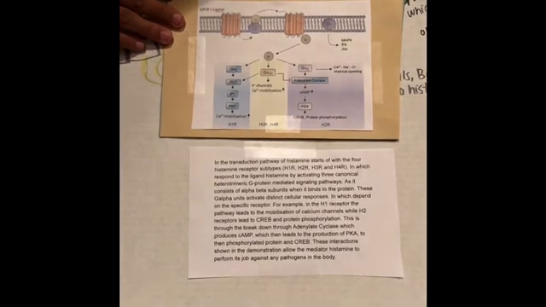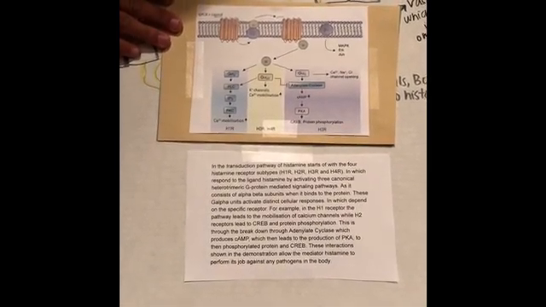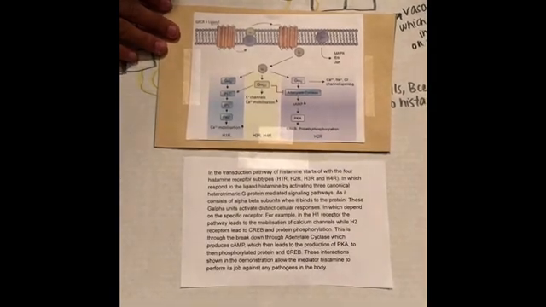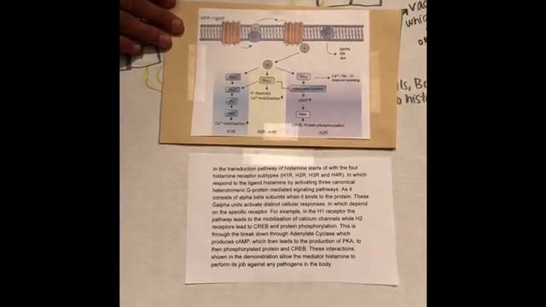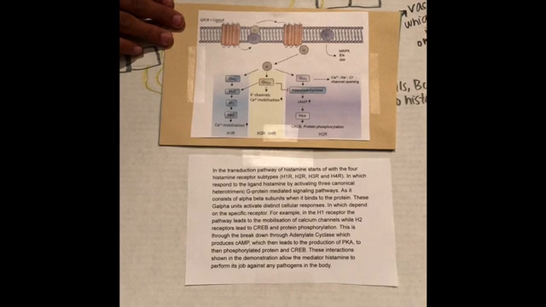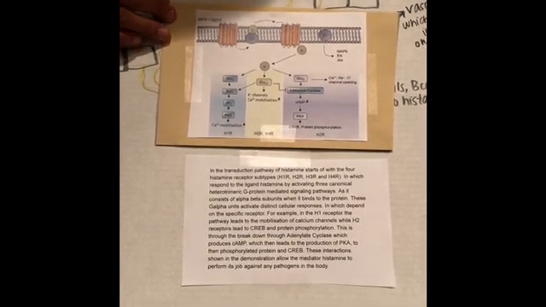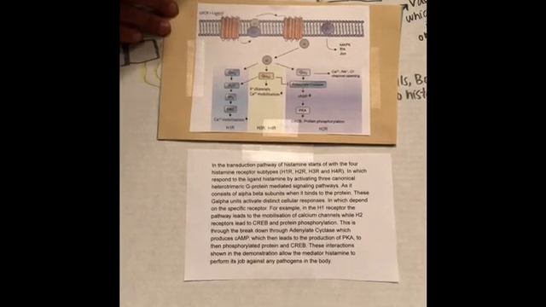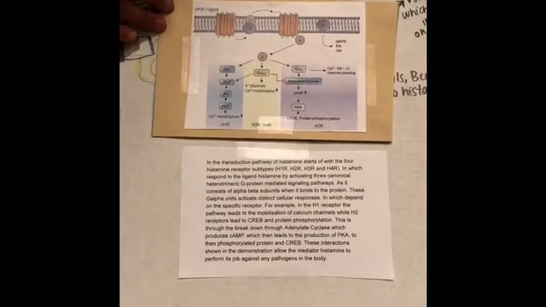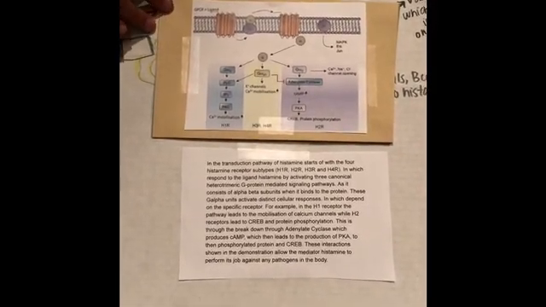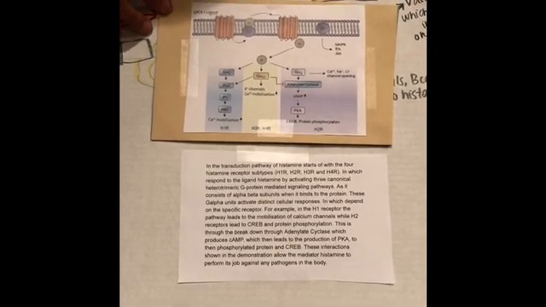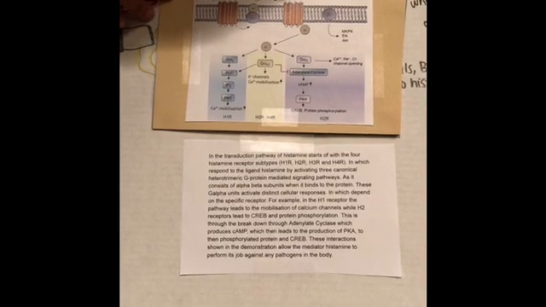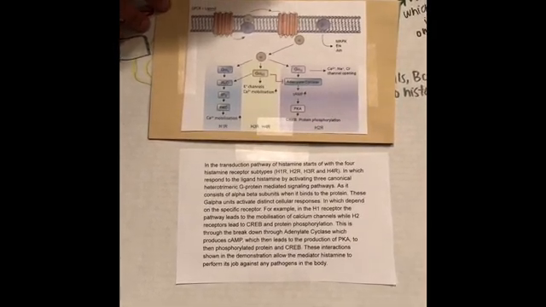In the transduction pathway of histamine, it starts with 4 histamine receptor subtypes, of course, H1, H2, H3, and H4, which respond to the ligand histamine by activating the 3 canonical heterothermic G protein mediated signaling pathways, as it consists of alpha-beta subunits when it binds to protein. These alpha units activate distinct cellular responses, which depend on the specific receptor.